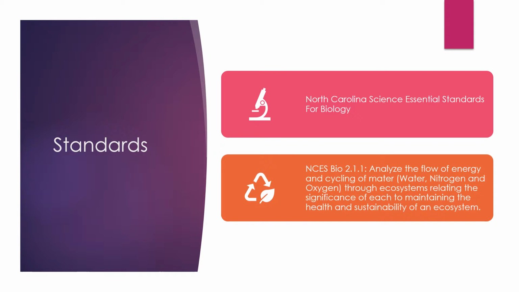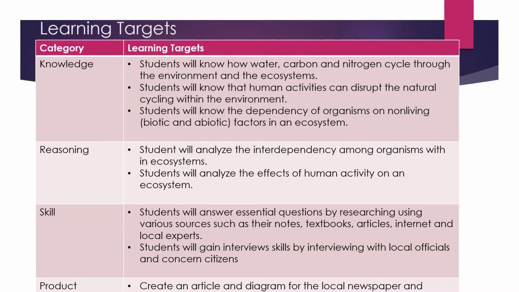The standards that I use to develop my authentic assessment come from the North Carolina Science Essential Standards for Biology. NCES Bio 2.11 states that students should analyze the flow of energy and cycling of matter, water, nitrogen, and oxygen through the ecosystem, relating to the significance of each to maintaining the health and sustainability of an ecosystem.